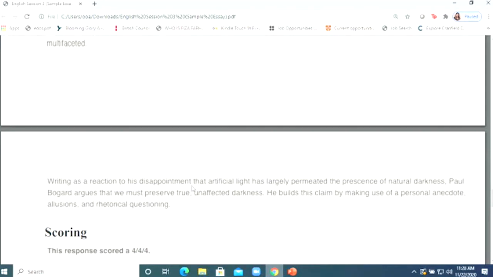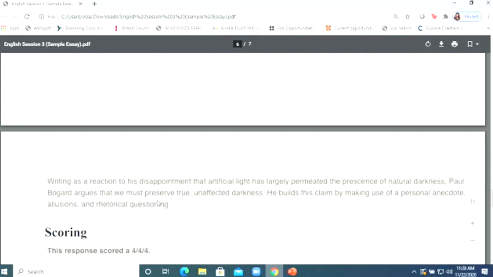Writing as a reaction to his disappointment that artificial light has largely permeated the presence of natural darkness, Paul Bogarde argues that we must preserve true unaffected darkness. He builds this claim by making use of a personal anecdote, allusions, and rhetorical questioning. So, guys, this was the last paragraph.